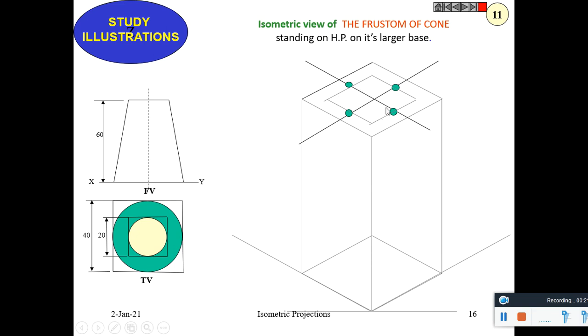In it, construct the circle. Construct the circle in the top view as well. Now join these two with two lines.